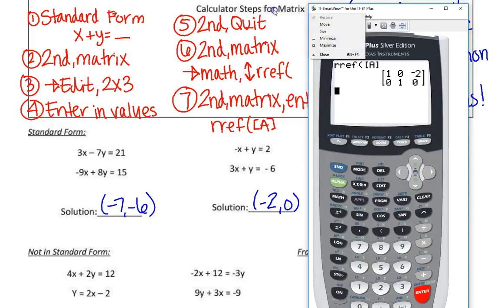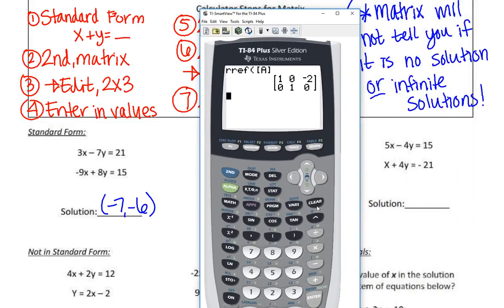So, there we go. Second matrix, go over to edit. It's already a 2 by 3, so I'm good there. So that's 5, negative 4, 15. Then it is 1, 4, and negative 21.